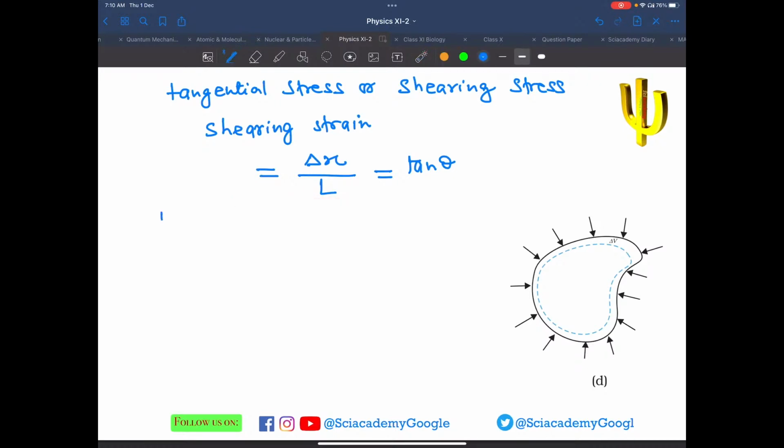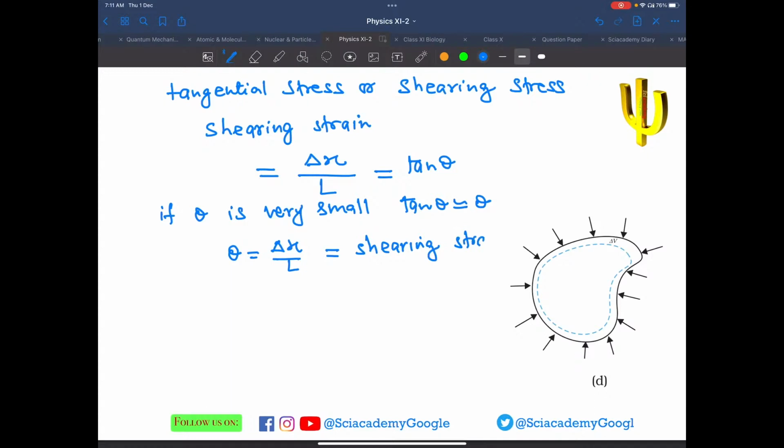If theta is very small, in that case we can write tan theta is nearly equal to theta. Therefore, theta is equal to delta x by L, and that is the shearing strain.